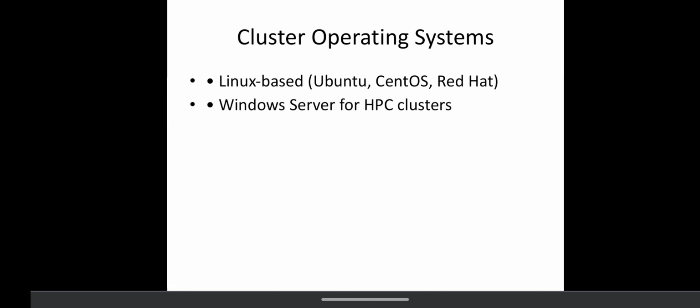Cluster operating system: Linux based, such as Red Hat, and Windows Server for HPC cluster are used as the cluster operating system.